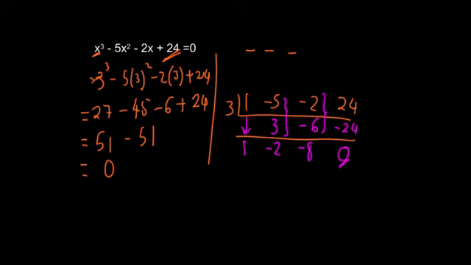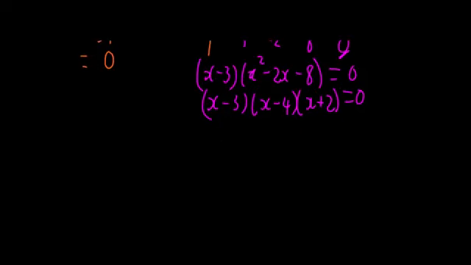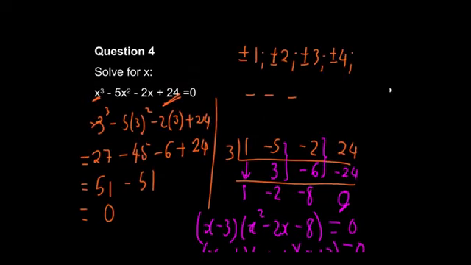Then this is now your (x minus 3)(x squared minus 2x minus 8) equals naught. Then that's your (x minus 3)(x minus 4)(x plus 2) equals 0. Then you get x is 3, or x is 4, or x is minus 2. All right, so those are your x values when you are asked to solve for x in x cubed minus 5x squared minus 2x plus 24 equals naught.